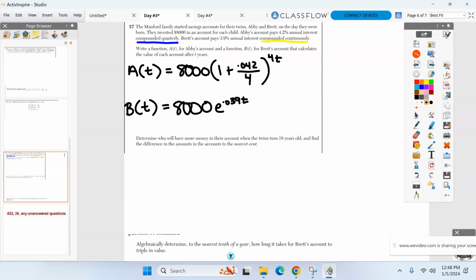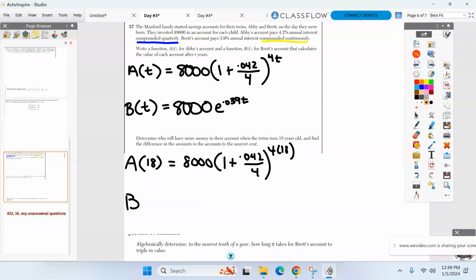Determine who will have more money in the account after 18 years, being 18 years old. What are you doing with the 18? For what? T, there you go. All right, let's do this. So A with the 18 in it. And you also have to do a little something extra at the end here too, other than just find out who will have more. 4 times 18. And then do it for, what's this kid's name? Brett?